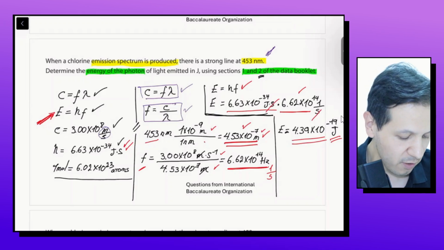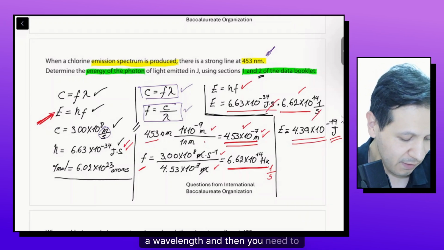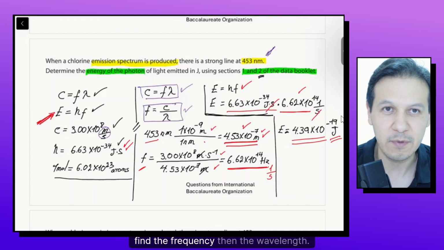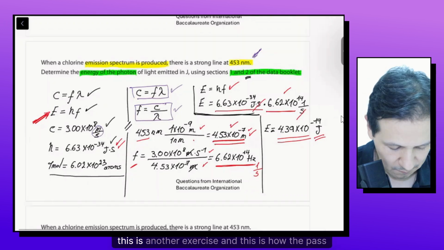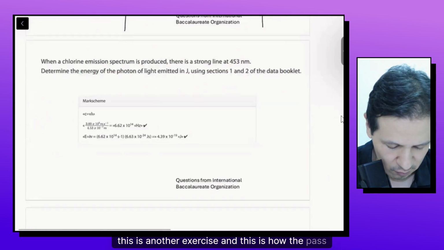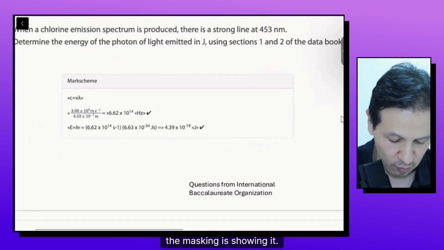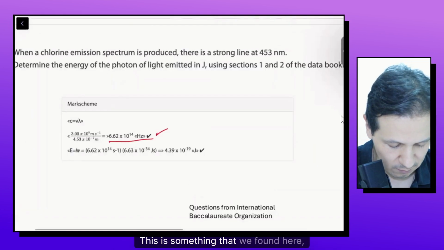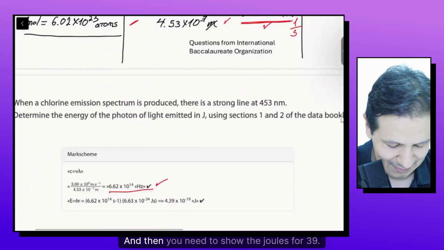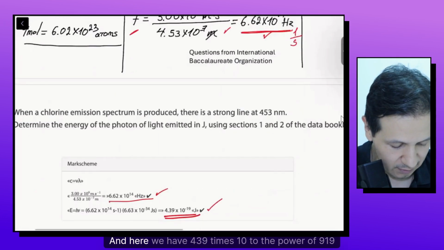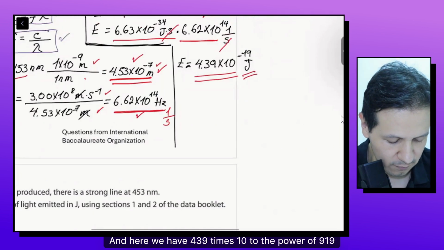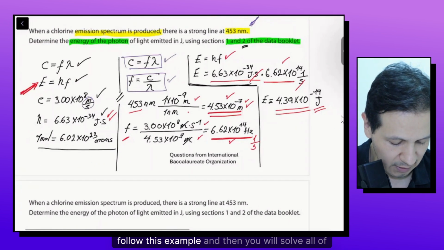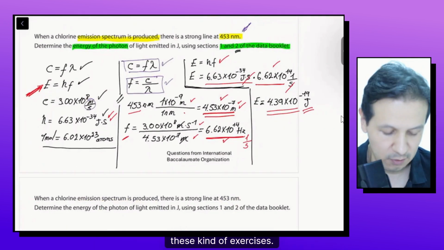Sometimes they are asking about a wavelength, and then you need to start from the energy. But if you start from the energy, you just need to find the frequency, then the wavelength. It's not difficult. This is another exercise, and this is how the past paper mark scheme is showing it. First, you need to show how you got the hertz or the frequency. This is something that we found here, the frequency. And then you need to show the joules, and here we have 4.39 times 10 to the power of negative 19, as we have here. So we made it correct. Follow this example, and then you will solve all of these kinds of exercises.